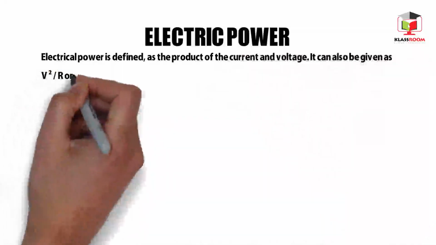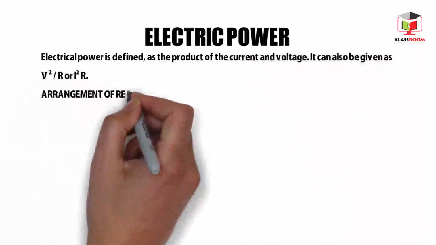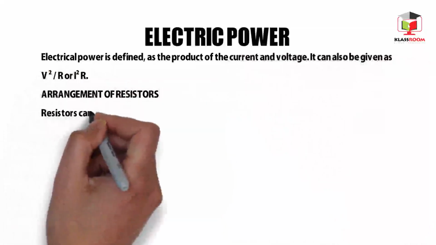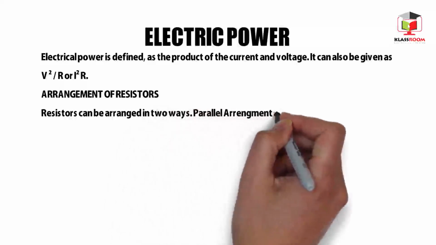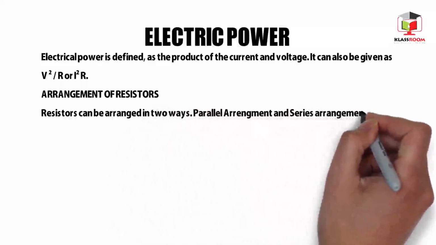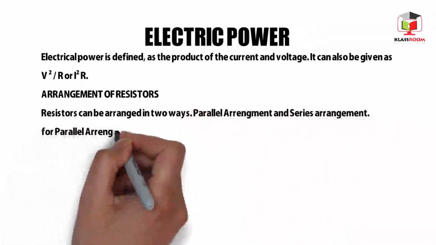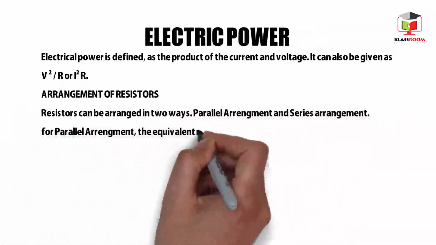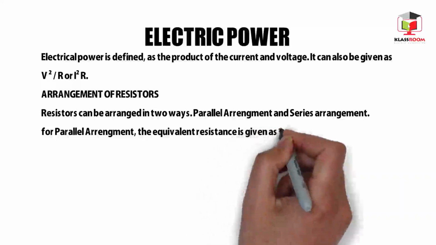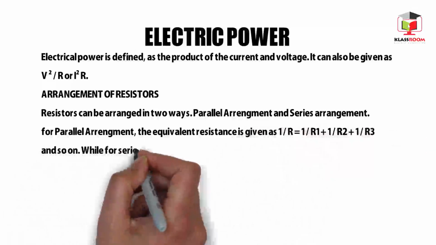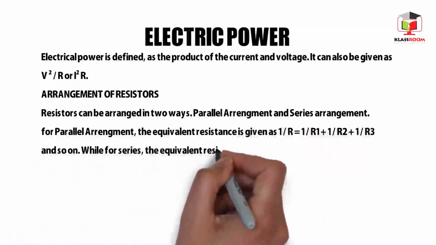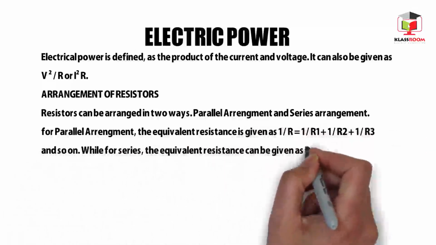Arrangement of resistors. Resistors can be arranged in two ways: parallel arrangement and series arrangement. For parallel arrangement, the equivalent resistance is given as 1 over R equals 1 over R1 plus 1 over R2 plus 1 over R3 and so on. While for series, the equivalent resistance can be given as R equals R1 plus R2 plus R3 and so on.